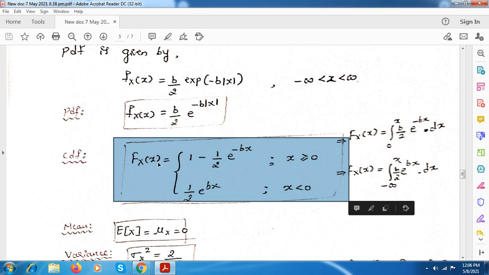The PDF is f_X(x) equal to b by 2, written here as exponential of minus b of mod x. Here this exponential is written like this. Both are the same: e to the power of minus b mod x. And the CDF is F_X(x) for the values x greater than 0: 1 minus 1 by 2 into e to the power of minus bx. And for the values of x less than 0, we have 1 by 2 e to the power of bx. You can just take down these equations and evaluate by integrating and check whether you are getting these values.